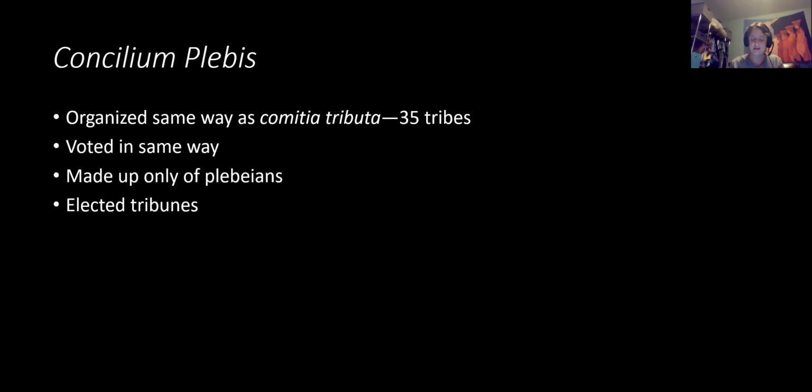The only magistracy that this assembly elected was the tribune, which was a post that could only be held by plebeians. As we learned in the first lecture for today, both the tribuneship and this voting assembly were only granted to the plebeians in 494 BCE after class conflicts.